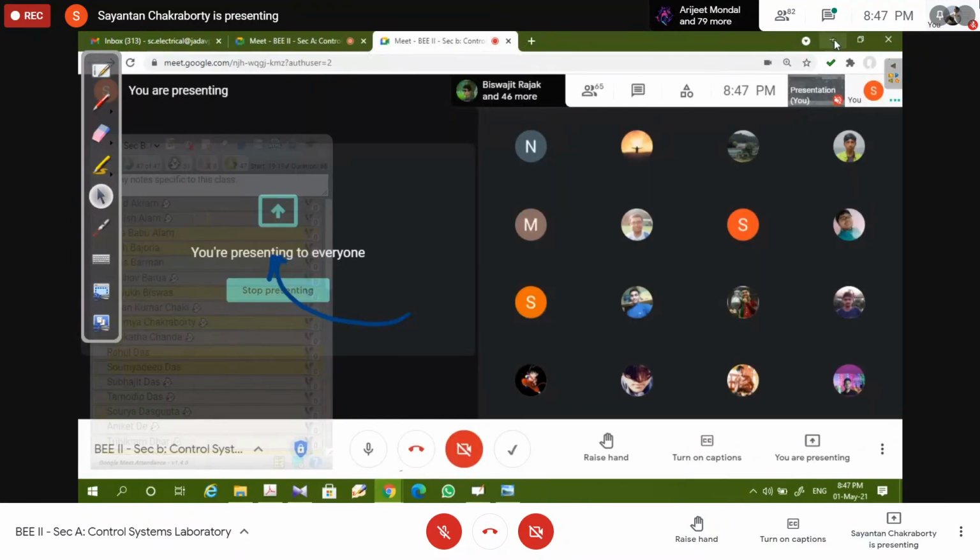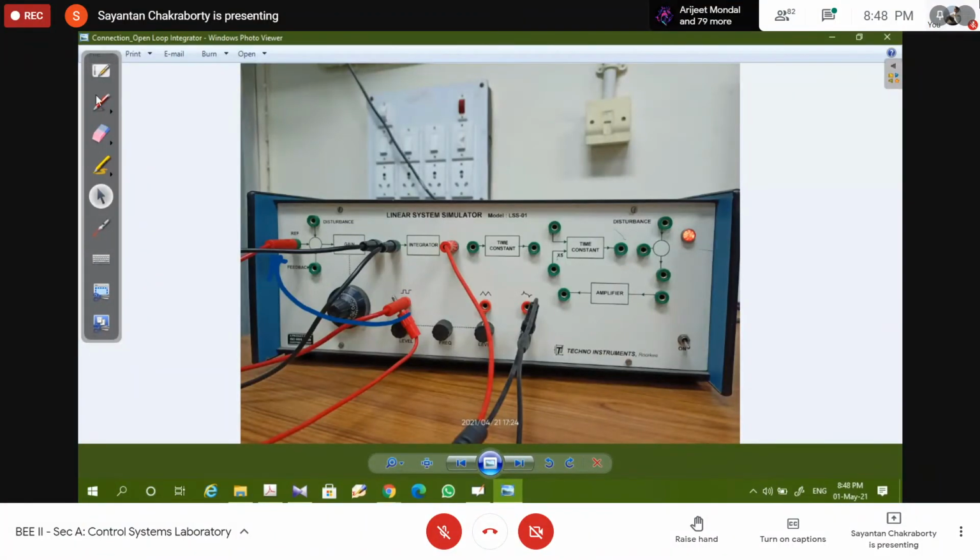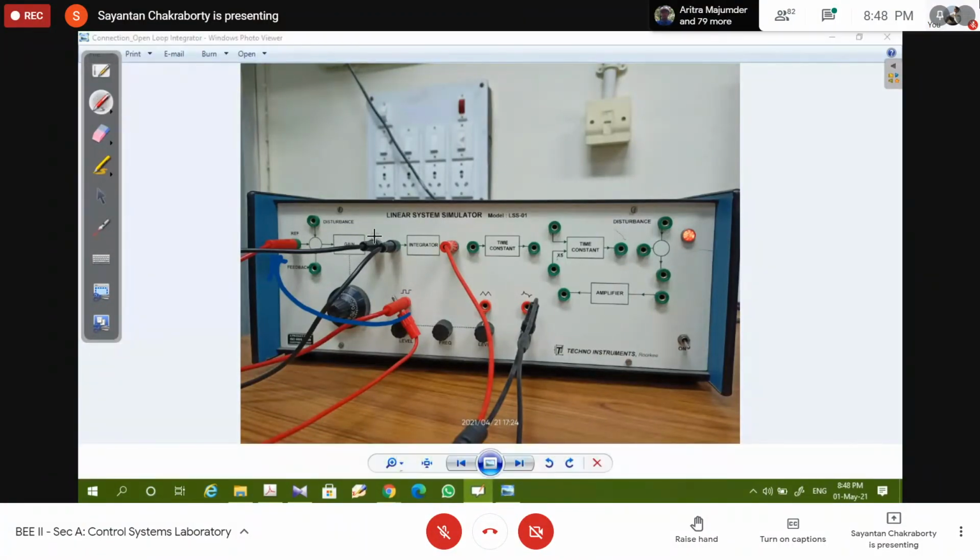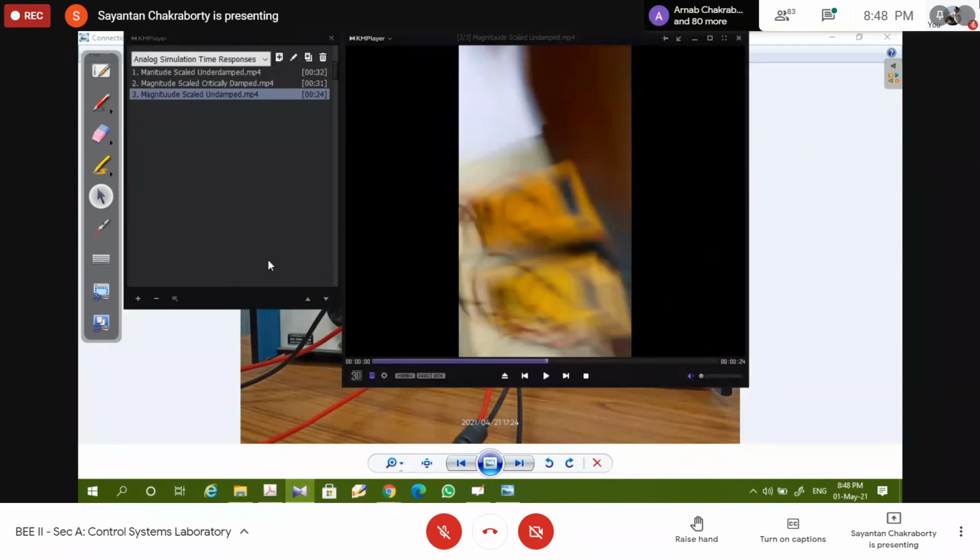So this is the input. Now I have connected the gain, another line from gain to the input of the integrator. Then output of the integrator is taken to the CRO, right? And this is the common ground of the CRO and the instrument. So let us see now how the behavior is. So I have put an input to the integrator and taken the output of the integrator and seen it in the CRO.